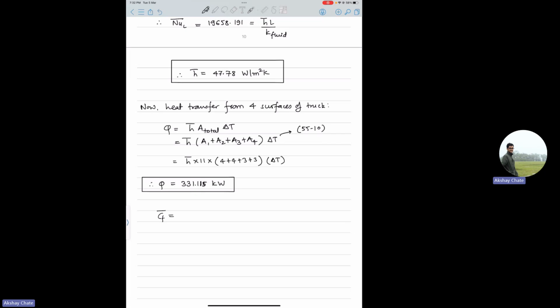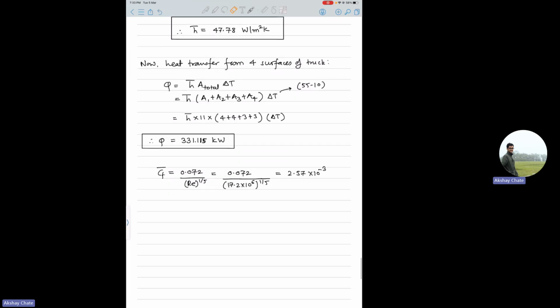the drag coefficient is 0.072 divided by Re to the power 1 by 5. 0.2 is basically 1 by 5. So if you calculate the Reynolds number, you should get 17.2 into 10 to the power 6, and you need to take the 1/5 power of this. If you do that, you'll get 2.57 into 10 to the power minus 3, and this will be a dimensionless number because it's a coefficient.